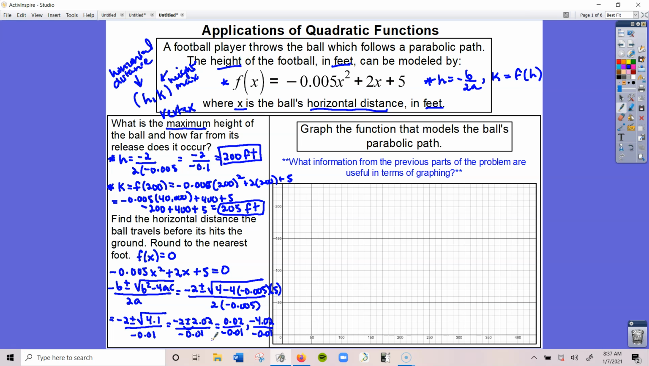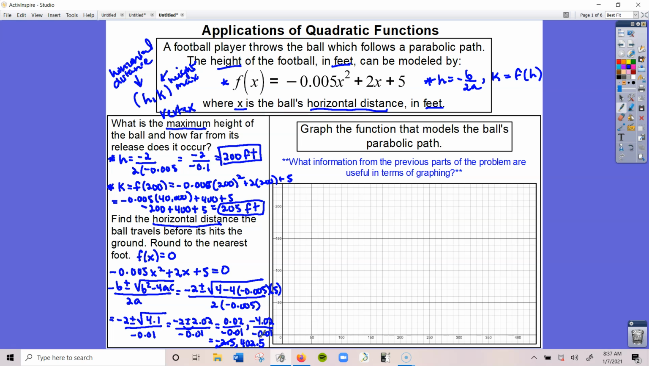So when we actually do this division, 0.02 divided by negative 0.01 gives us negative 2.5. And when we divide negative 4.02 by negative 0.01, we get a positive 402.5. Now keep in mind that these are our x-intercepts, but what they're supposed to represent is the horizontal distance. So to figure out which one of these is actually correct, there is no such thing as a negative distance.